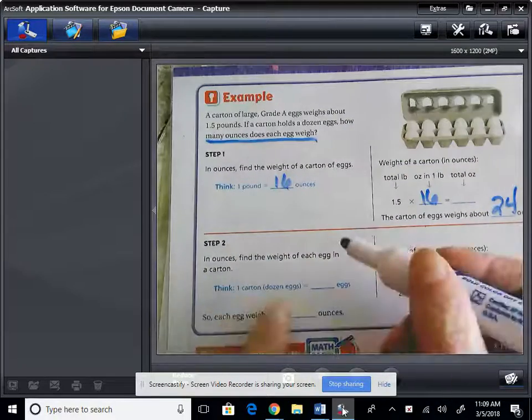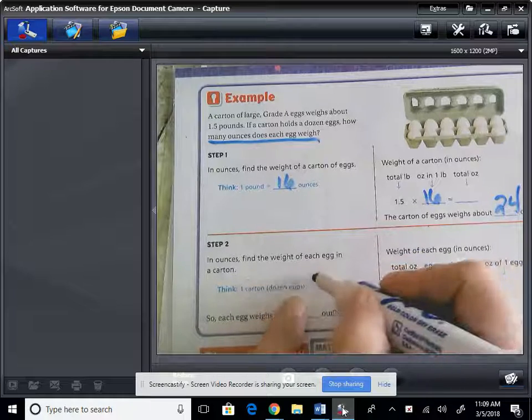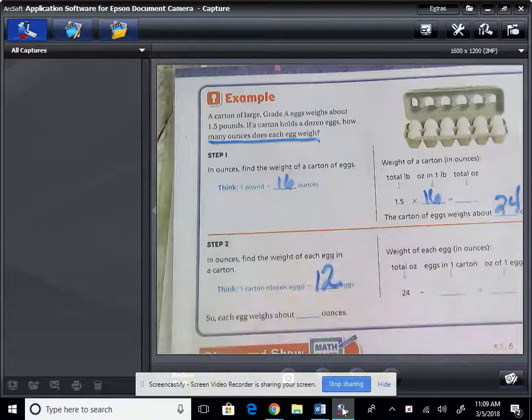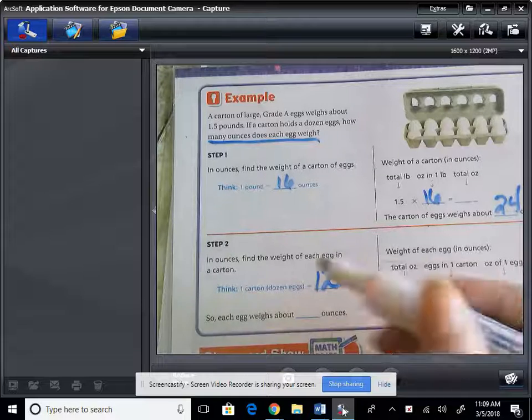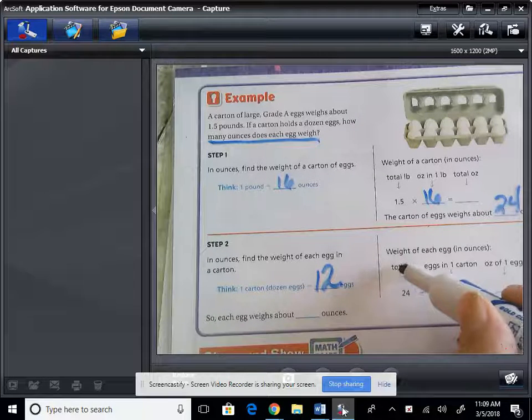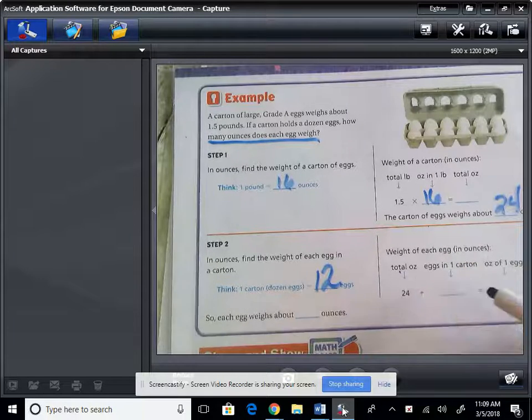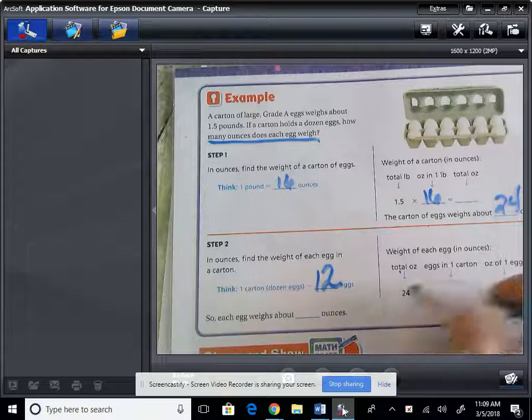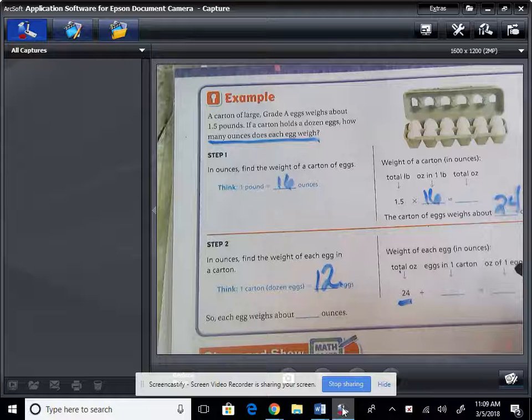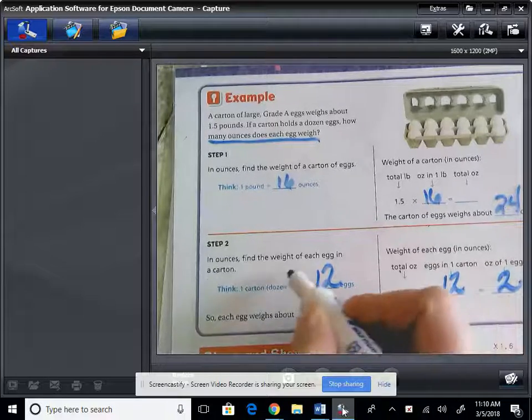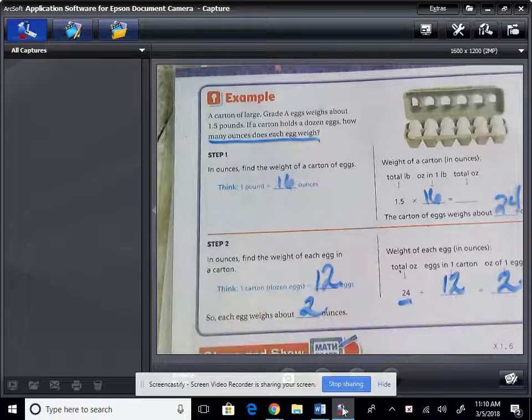Now, 1 carton of a dozen eggs, how many eggs is that? Well, I know 12 eggs are in a dozen. So I had 24 ounces. From here, I have how many eggs? 12. 24 divided by 12 is 2. So each egg weighs about 2 ounces.